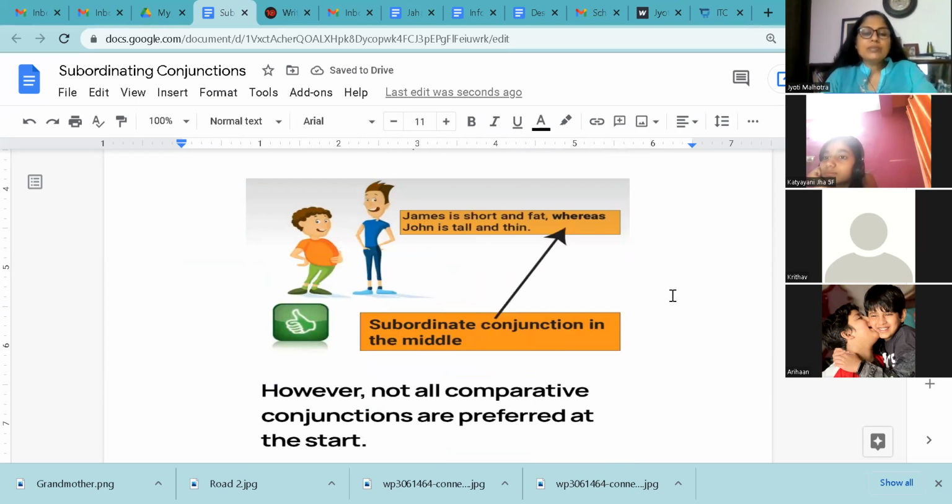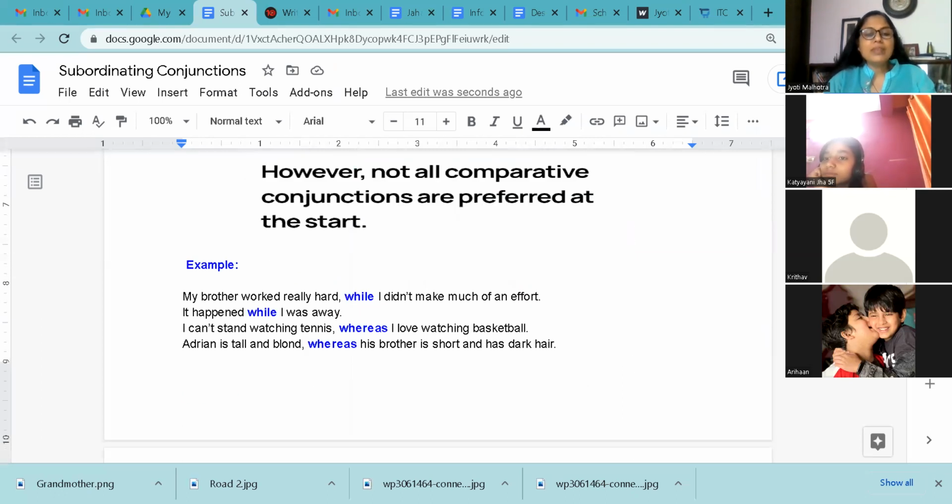Read this. James is short and fat, whereas John is tall and thin. Because they are comparatives, they are similar in sentence structure. There's a comparison. Let's read.